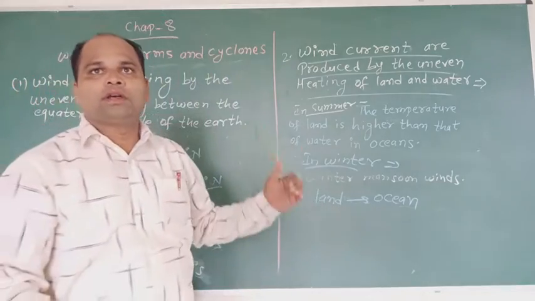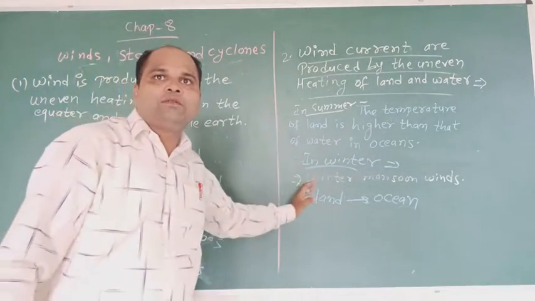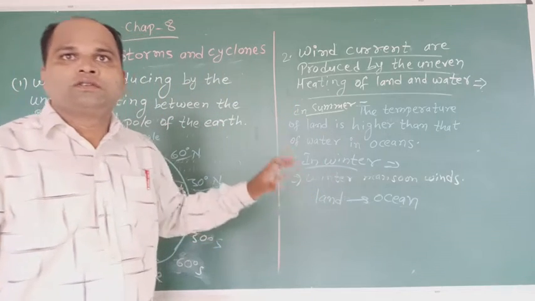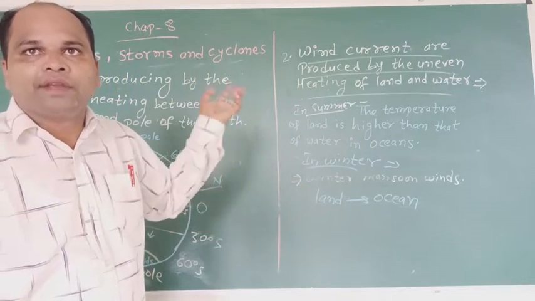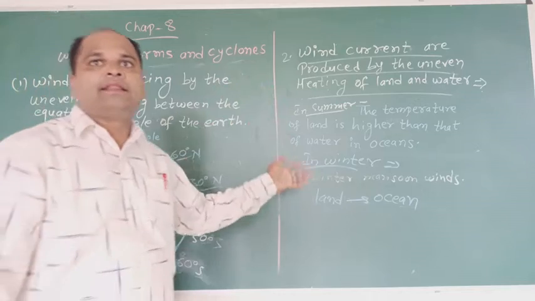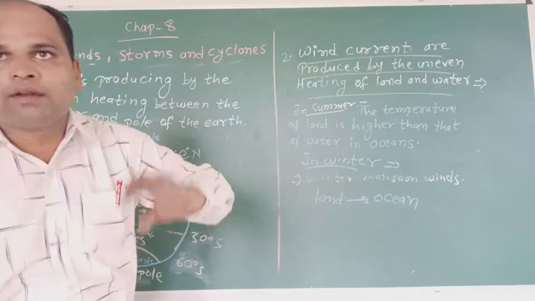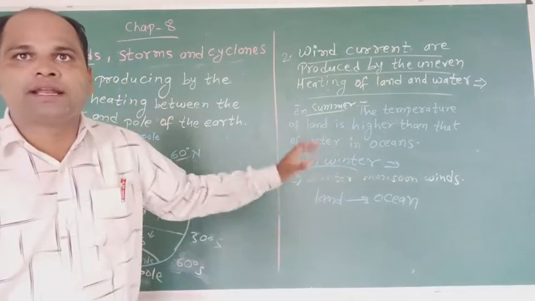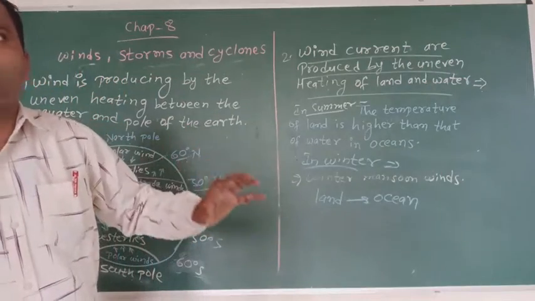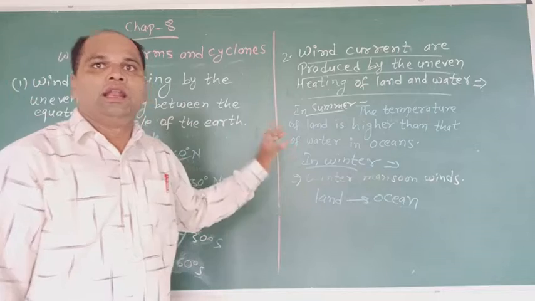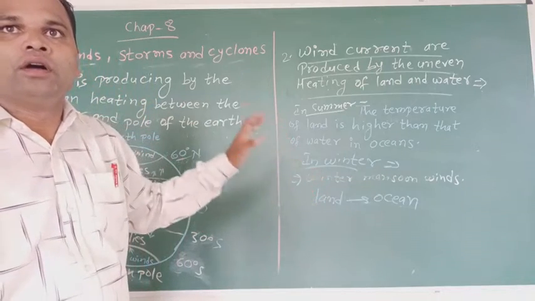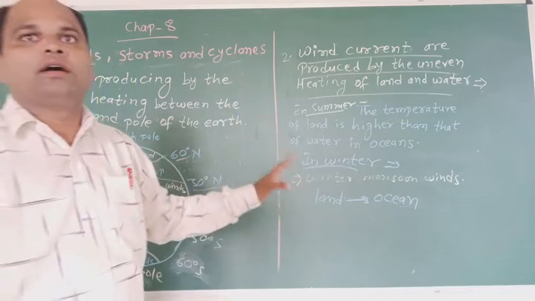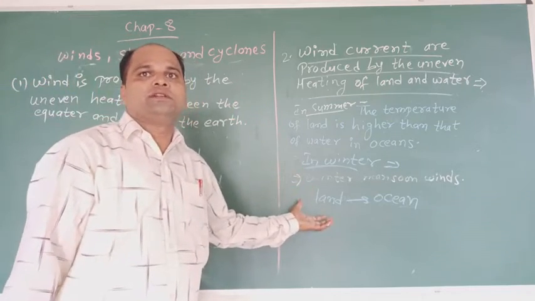Okay, so during winter the land cools down much faster than the water in oceans. So the temperature of water in the sea is higher than that of land. The air over the water gets heated and rises, creating a low pressure area. So the cooler wind from the land blows toward the ocean. These winds are cooler, the winter monsoon winds.